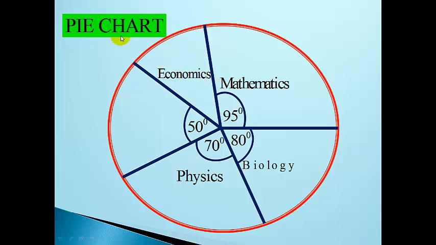Now, this is the given pie chart. We have mathematics, economics, physics and biology. The angles are shown. The angle for mathematics is 95 degrees. The angle for biology is 80 degrees. The angle for physics is 70 degrees. And the angle for economics is not given. We are also given an angle of 50 degrees. Now let's see how best we can answer the questions that follow.